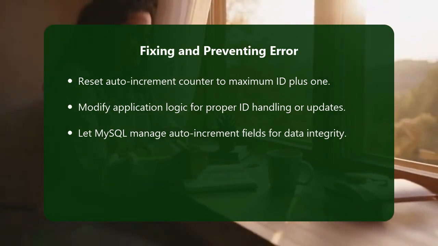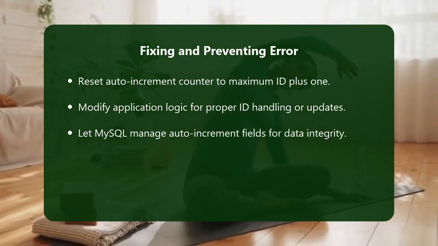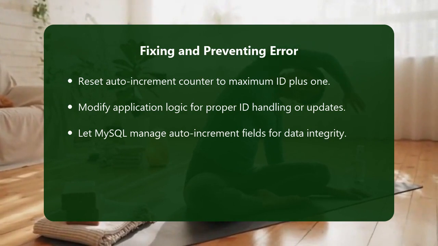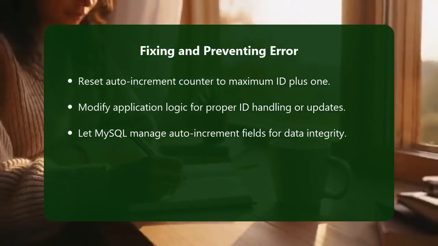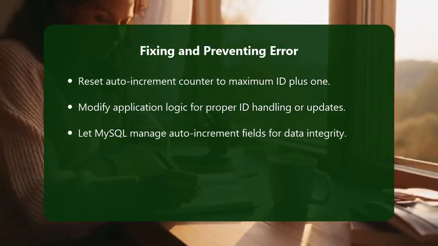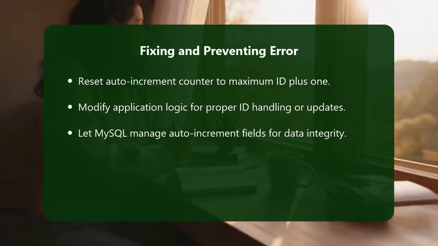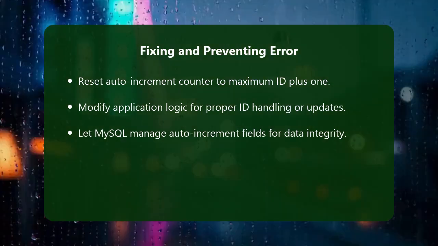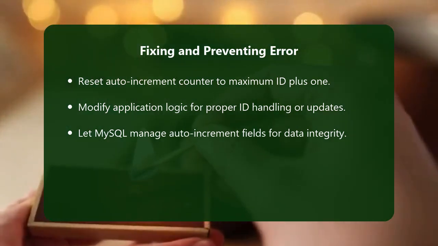If your application logic is at fault, you might need to modify your code to either let MySQL handle the auto-increment entirely, ensuring you don't provide an ID for such columns, or implement logic to check for existing records before attempting an insert. For situations where you intend to update a row if it exists and insert it if it doesn't, insert on duplicate key update is an elegant solution. Alternatively, insert ignore into your table can be used if you simply want to skip inserting rows that would cause a duplicate key error, though this should be used with caution as it silently suppresses errors.